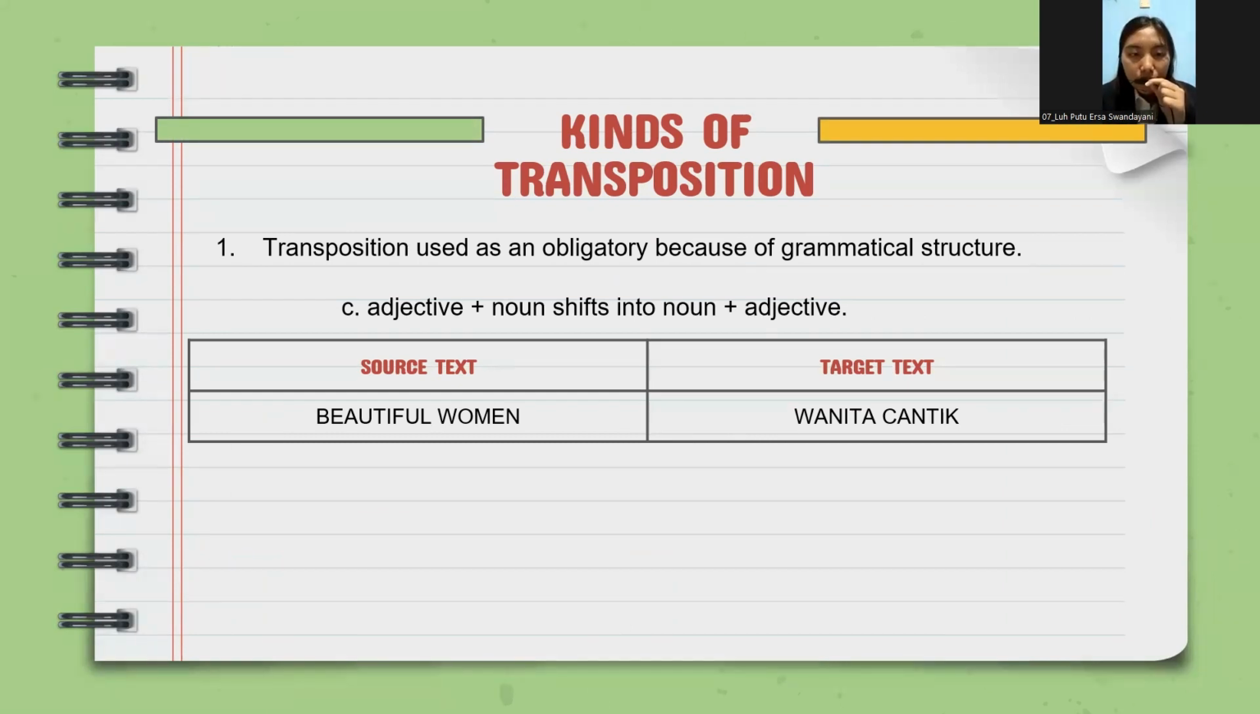And number 3, adjective plus noun shift into noun plus adjective. For example, in the source text, beautiful woman, and in the target text is wanita cantik. Next slide, please.